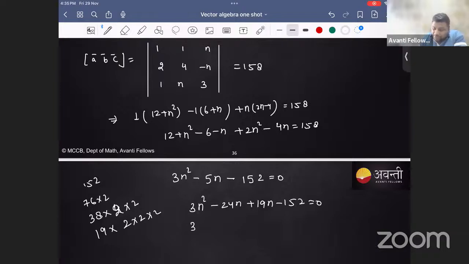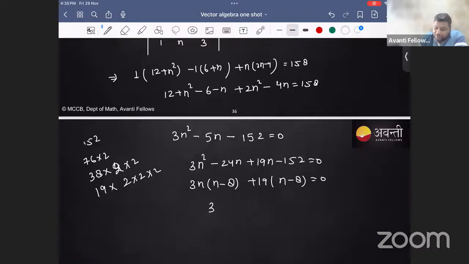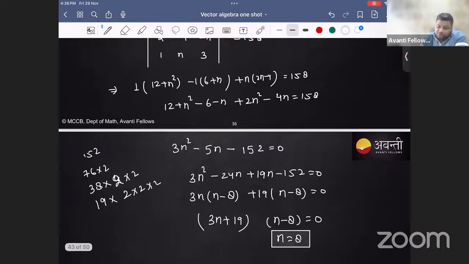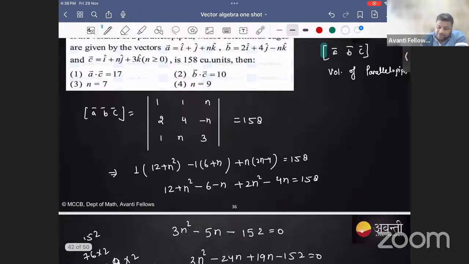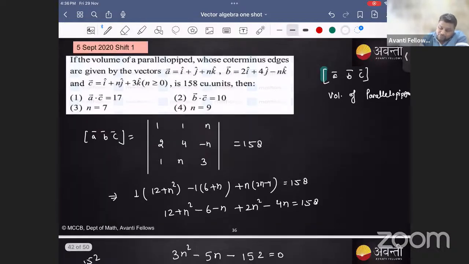From this, 3n common, you got n minus 8. 19 common, you got n minus 8 equals to 0. So 3n plus 19 into n minus 8 equals to 0. So one value of n is going to be 8. Am I correct? So value of this n is 8. So with this, you are getting A as i cap plus j cap plus 8k cap, B as 2i cap plus 4j cap minus 8k cap.